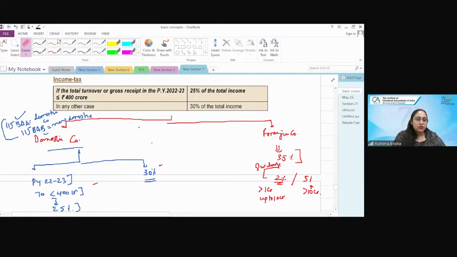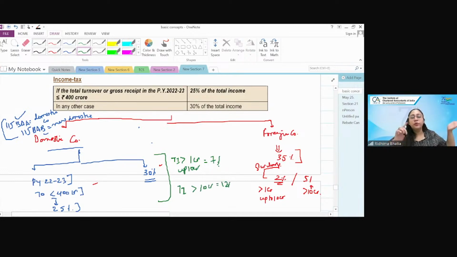Now what is the surcharge? Surcharge in case of domestic company, again, total income. Surcharge always depends upon total income, whether you're calculating for anyone. The rate of surcharge depends upon the total income, but it is calculated on the tax amount. Total income more than 1 crore, but up to 10 crore, surcharge 7%. Total income more than 10 crore, surcharge 12%. So firm के केस में surcharge 12% on an income of more than 1 crore. Foreign company के केस में surcharge है 2%, 5%, and domestic company के केस में surcharge है 7%, 12% on an income of 1 crore up to 10 crore and above 10 crore respectively.